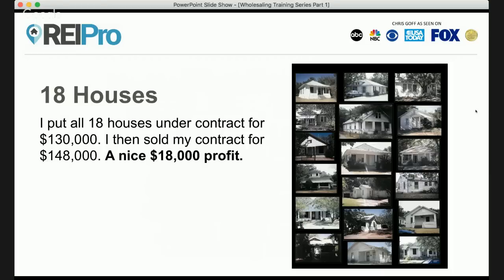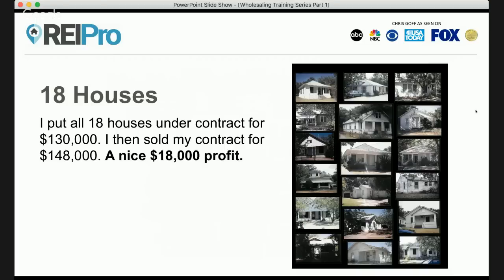So I put the house under contract, and then what we're going to talk about in the next training session is how I signed that contract over and how I got paid for that. So that's in a nutshell. Wholesaling is very simple as long as you know what to do.